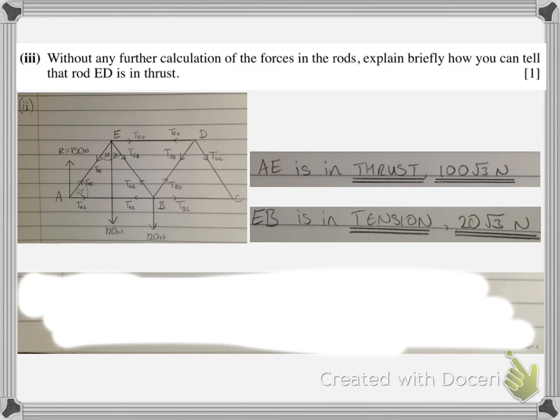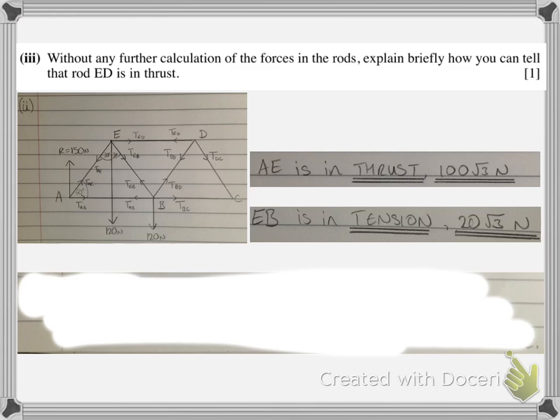Now this one's a little bit strange. It's asking me to explain without any further calculation how I can tell that rod ED is in thrust. So rod ED is this one across the top. Now I've already worked out AE, that was in thrust of 100 root 3 newtons. So the fact that it's in thrust means rather than this arrow pointing in the direction I've got it, I could actually draw it in the opposite direction. So its horizontal component is acting to the right in the direction of ED. Similarly, EB is in tension, so its horizontal component is acting in the way that I've drawn it, so that one's to the right. So if those two arrows are both actually acting towards the right in the direction of ED, then the force that's internal within ED acting at E must actually be acting to the left, so in the direction from D to E. So that means that that one is in compression.